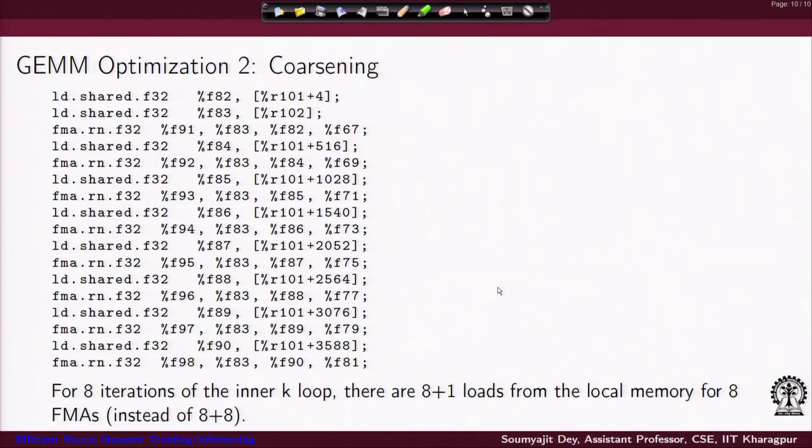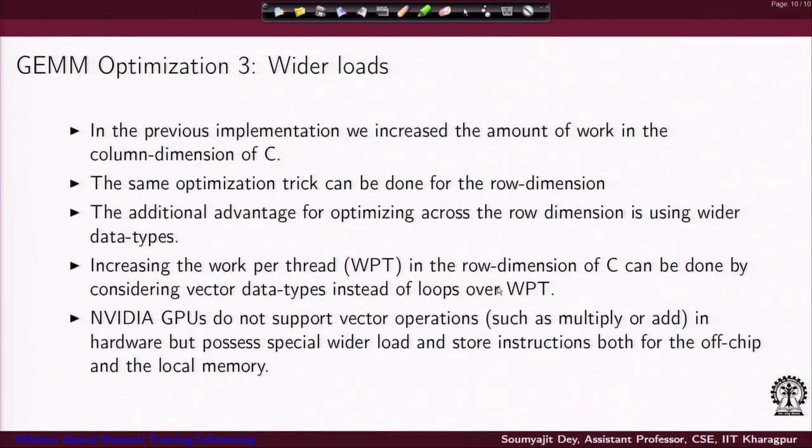So, if you remember in the previous lecture, we have been talking about optimizing the GEMM computations. We discussed one optimization, which was thread coarsening, applied over a tiled matrix multiply. Now, let us start with the next optimization. If you remember our previous optimization, we increased the amount of work per thread, and that was in the column dimension of the output, right.